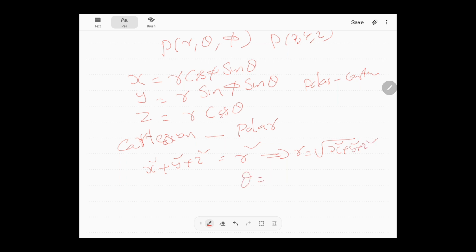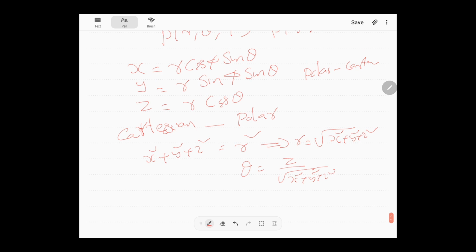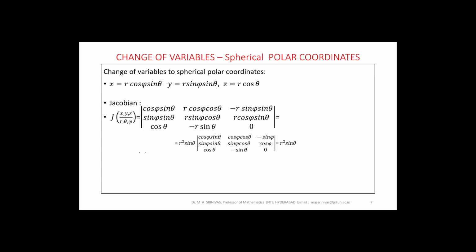What is theta? Theta you can easily find out from this. This cos theta is z by r, where r is root over x square plus y square plus z square. And phi, how can you find phi? If I divide one by the other, sin theta gets cancelled, r also gets cancelled. Sin phi by cos phi, tan phi I'll get. Phi is tan inverse y by x. So if x, y, z are known, and you want r, theta and phi, this is the relationship. This is the relation Cartesian to polar. This is polar to Cartesian. This is how we remember the polar coordinates.